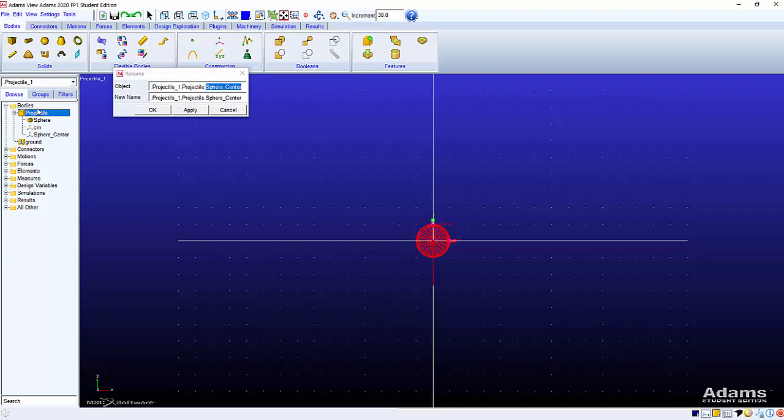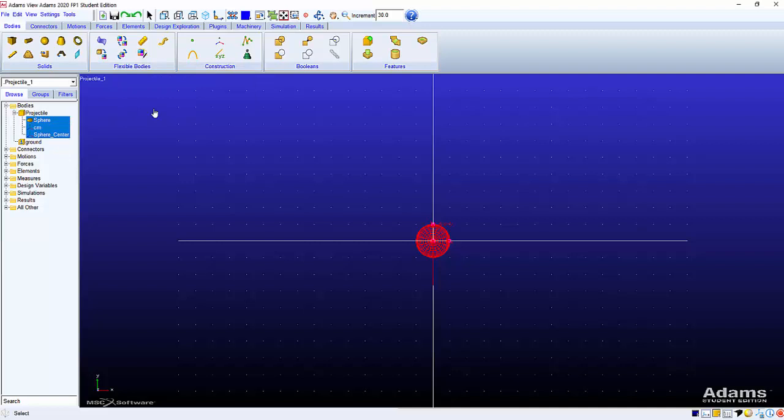So whatever needs to be applied to this marker or this projectile is actually going to affect the projectile body. We will talk about the hierarchy later on in more detail when we see other objects. But what you need to know is that whatever comes under projectile is owned by this part. Now I am done with the naming, so I'm going to click OK.